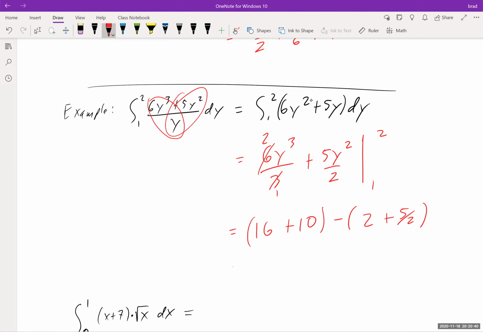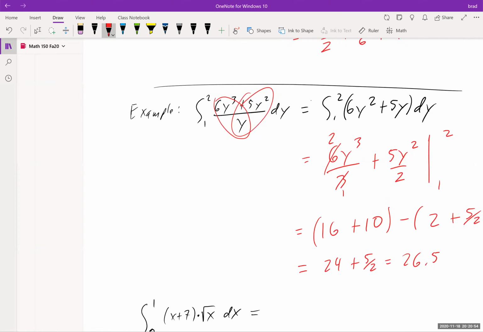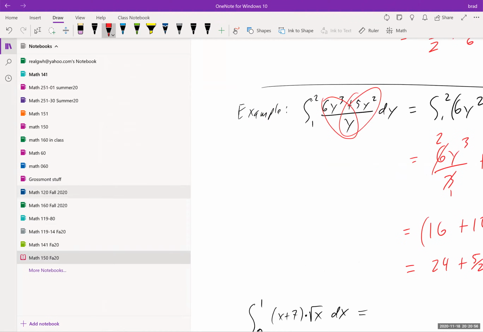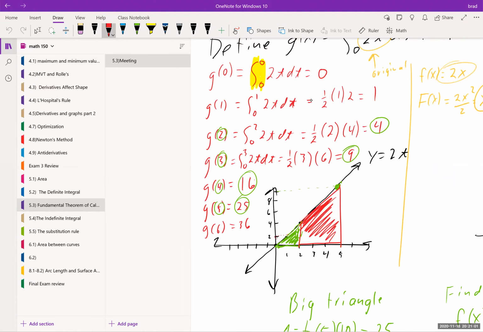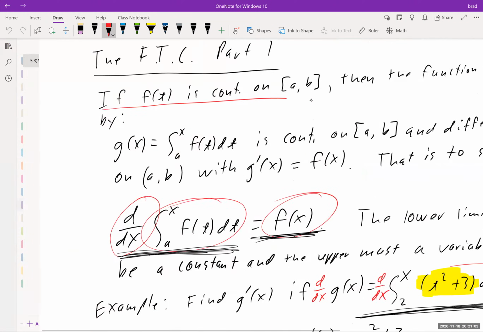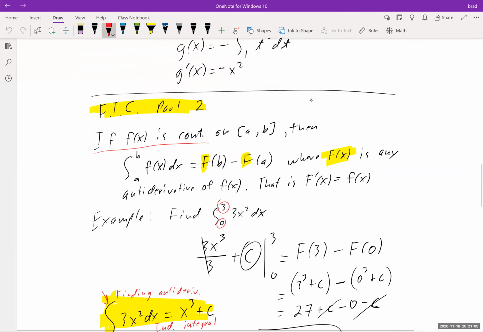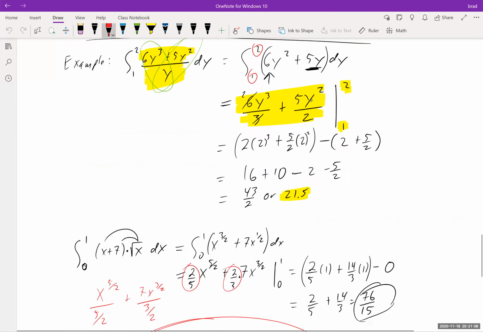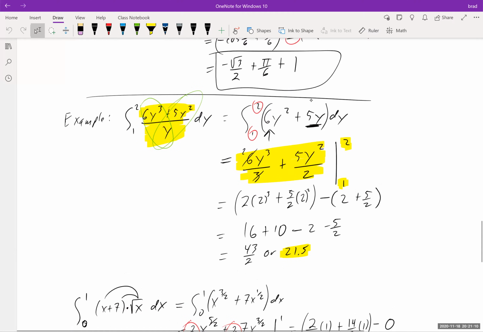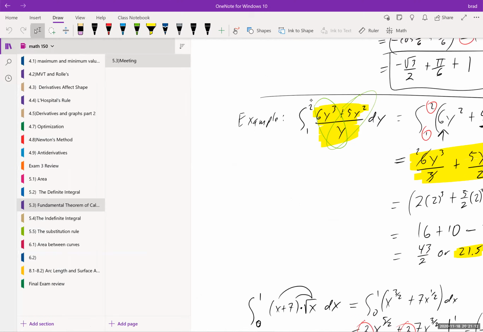Let's see here. Okay, so that would be 26. Well, that'd be 24 plus 5 halves. So if this is a nice decimal, so I guess we could do this one. 26.5. Let me just double check and make sure I did it correct. I actually don't have that one written down for whatever reason. So let's see here. 21.5. Oh, it's a minus 2. Yep, I thought there was something wrong with that.